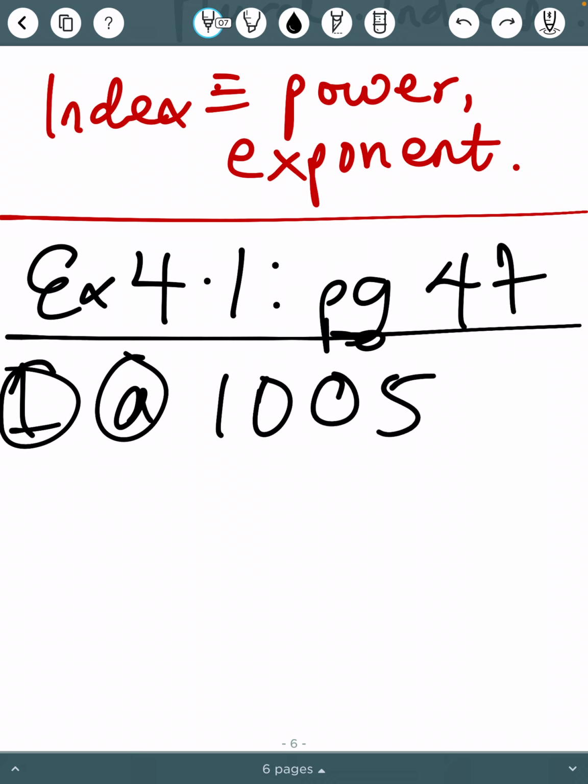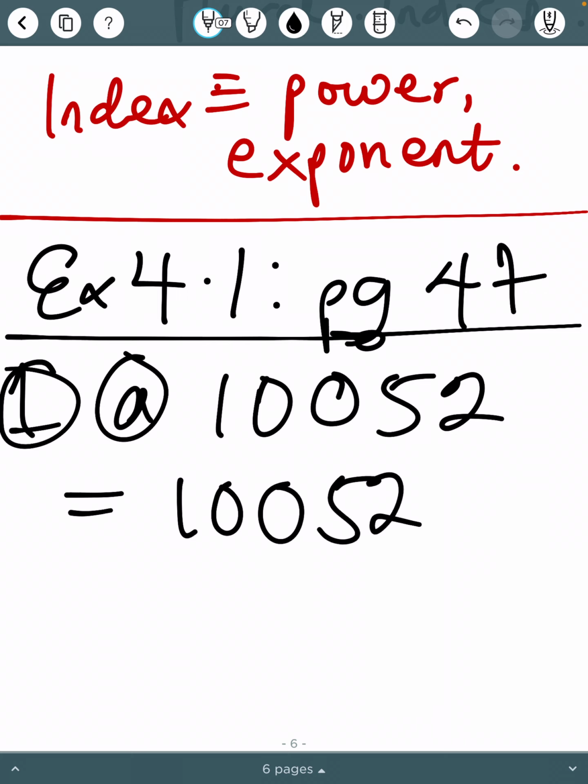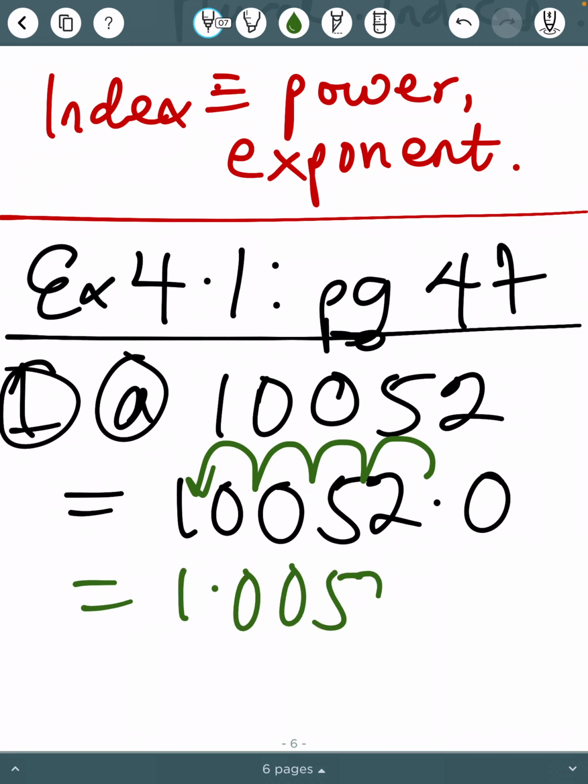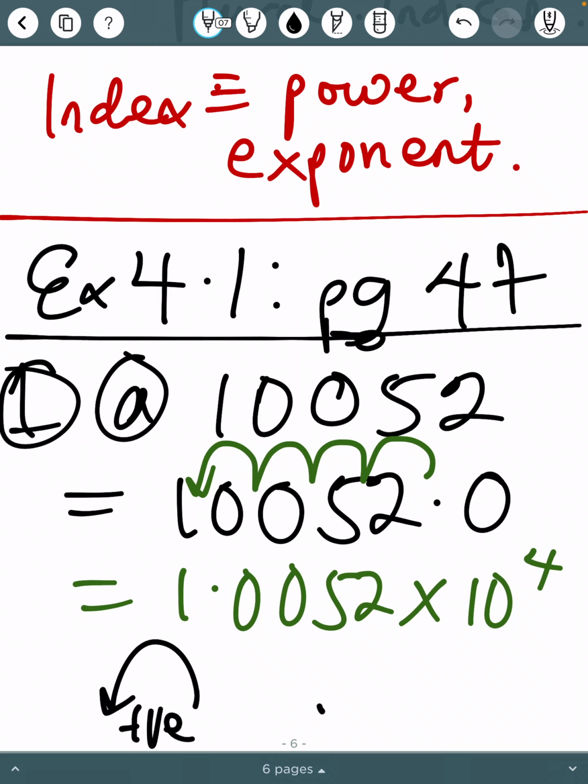1, 0, 0, 5, 2, in standard form. First thing, when writing a number in standard form is to locate where the point is. 10052 is the same thing as 10052.0. So I moved this decimal backwards. How many times should I move it backwards? Let me count. 1, 2, 3, 4. So I'll write the number as 1.0052 times 10 raised to the power 4. Take note, when I move the decimal backwards, my power should be positive. But when I move it forwards, my power should be negative. So I'll write plus 4 because I moved it backward 4 times.